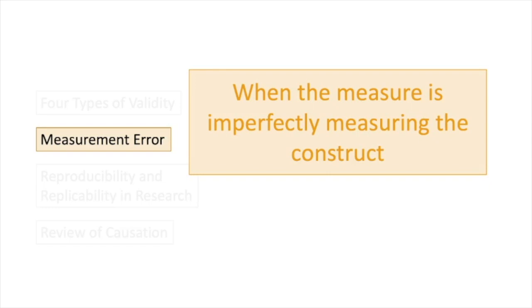Next topic is measurement error. This is when the measure is imperfectly measuring the construct. Importantly, measurement error is different than construct validity. Construct validity is asking, are you measuring what you think you're measuring? Measurement error is how well are you measuring that thing? How consistent, how reliable are you? They are two different things. So construct is, are you measuring the thing you think you are? And measurement error is a problem that happens when we're wondering how accurate, how precise is our measure of that construct.